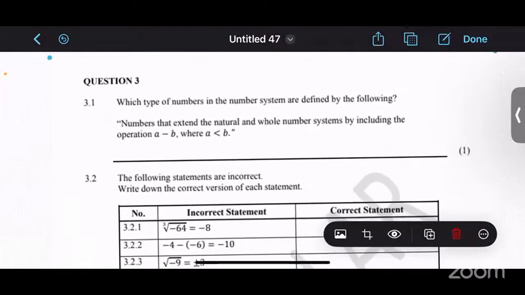Okay, cool. Now we're gonna start with question 3. This question says: which type of numbers in the number system are defined by the following: numbers that extend the natural number and whole number systems by including the operation a minus b, where a is greater or less than b.